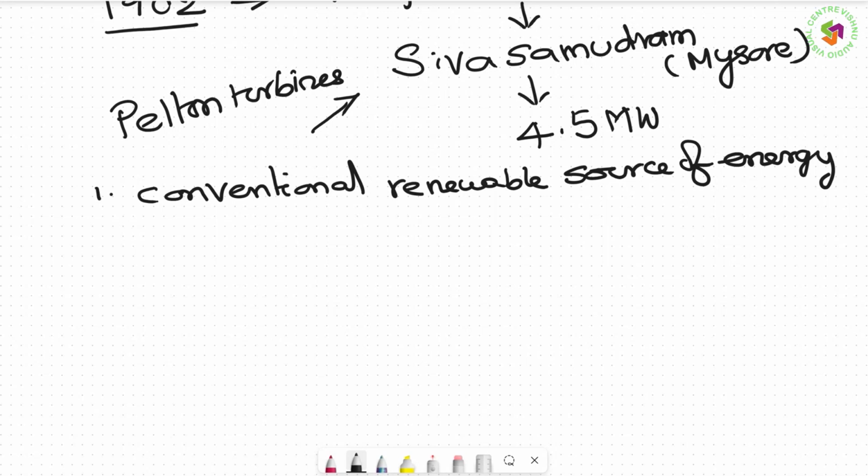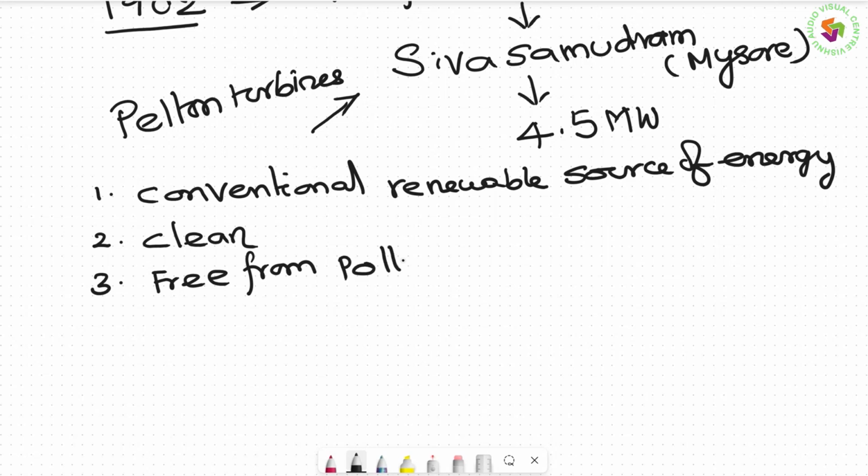Like that, at a number of points, we can produce the power. At the same point also, we can produce the power in a way that we take water from the upstream, produce the power, and the downstream water can be taken upstream again, so the same water can be used for producing power again and again. That is number one. Number two is that it is very clean. It is free from pollution, it won't cause any pollution.